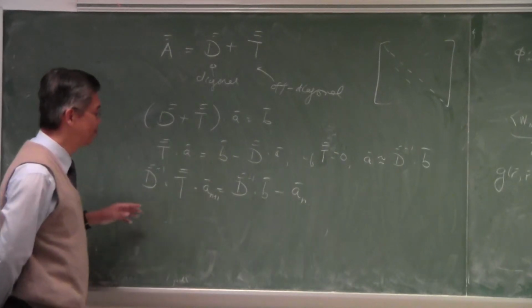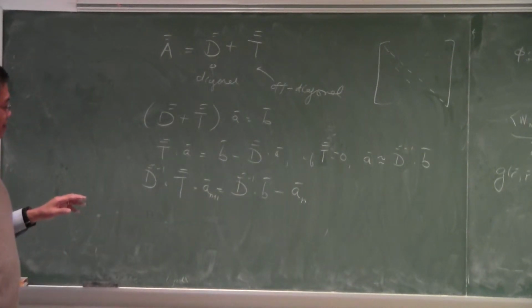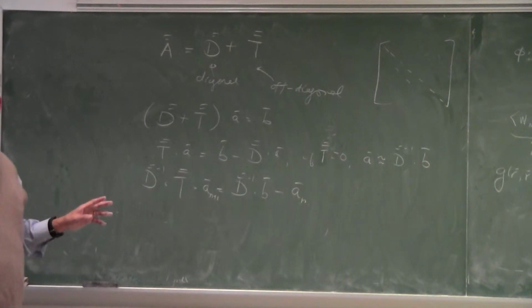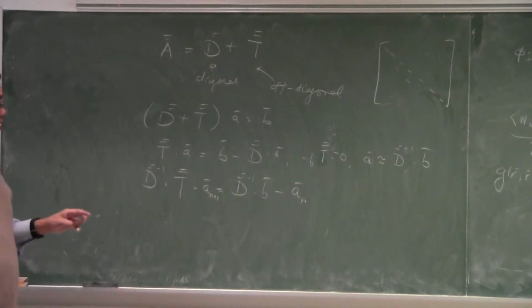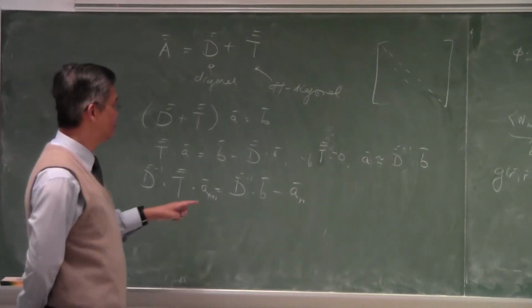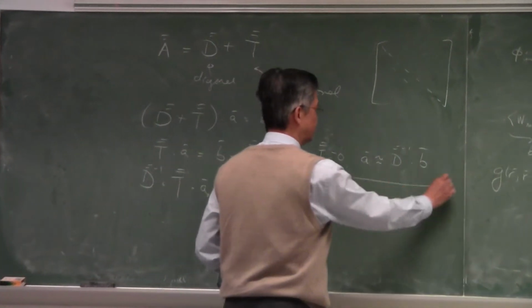Okay? So this is the simple iterative solution to solving this problem. Yes? Why can't you say A_(n+1) will be equal to D inverse B minus D inverse T A_n? Why are you choosing A_(n+1) here? Oh, because I want to make this to be the zeroth order solution.